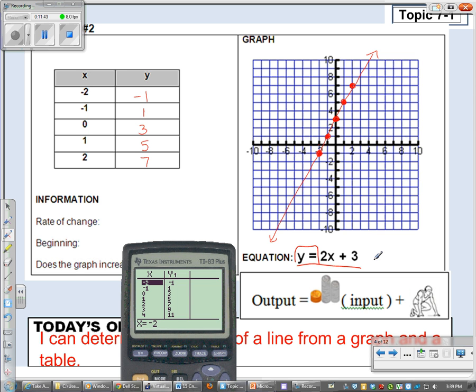For our rate of change, we're going to pick any two dots. Again, I like to start with our y-intercept, and then any other two points. This time I'm going to go to the 2, 7, just to show you it can be used with any two points. I'm going to draw a triangle to connect those dots.